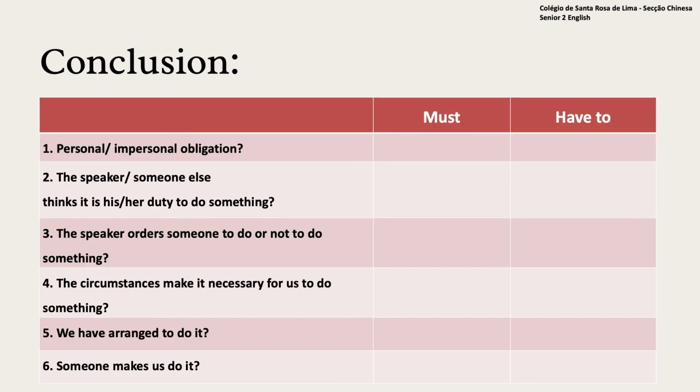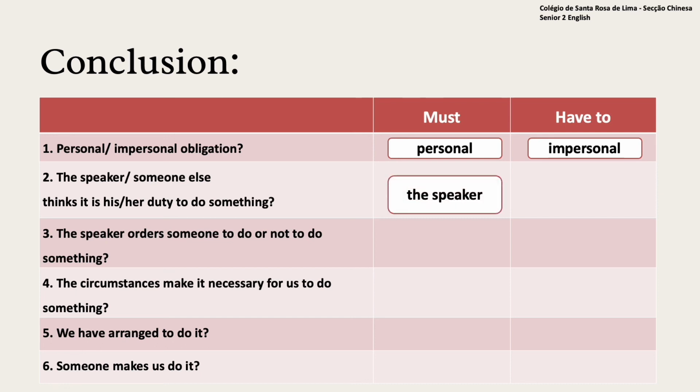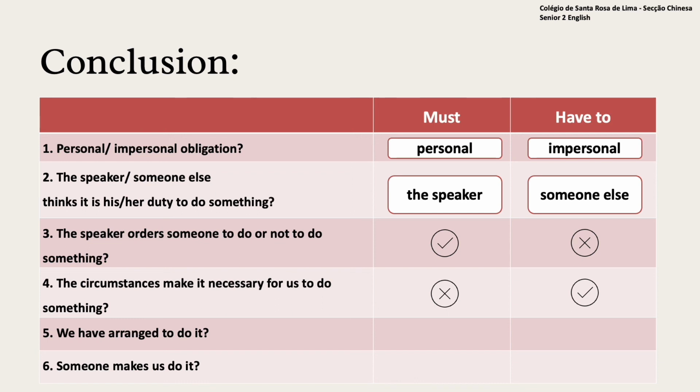At last, let's make a brief conclusion. We use must to express personal obligation and have to express impersonal obligation. We use must when the speaker thinks it is his or her duty to do something, and we use have to when someone else thinks it is the speaker's duty to do something. We also use must when the speaker orders someone to do or not to do something, and we use have to when the circumstances make it necessary for us to do something, or we have arranged it, or someone makes us do it.